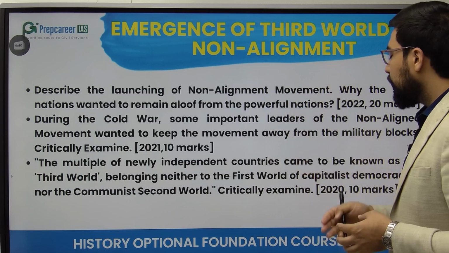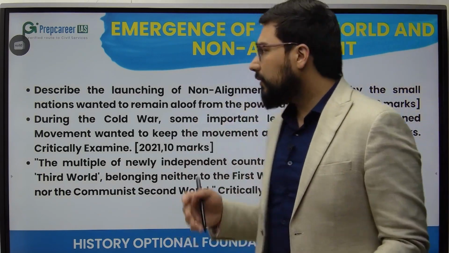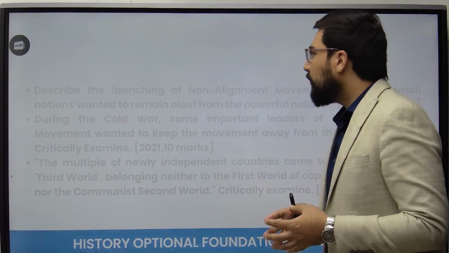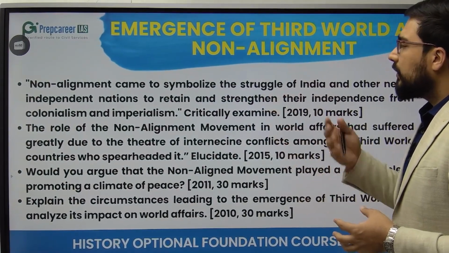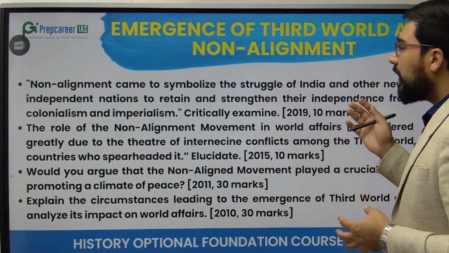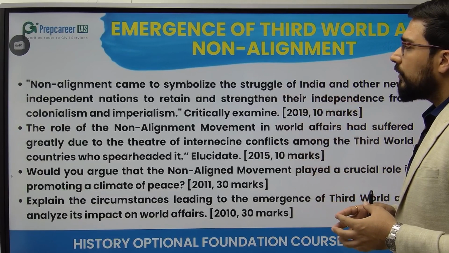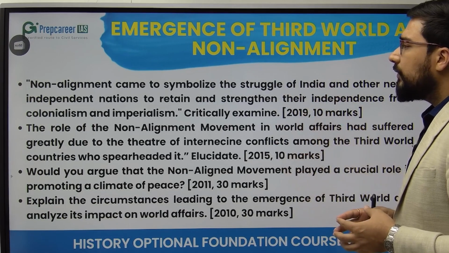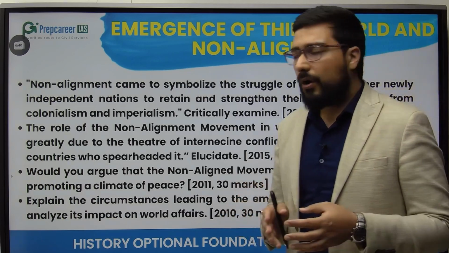In this phase, 20, 21, 22. This is an important topic. In fact, in Modern India too this topic is important with respect to the foreign policy of Jawaharlal Nehru. Again in 2019 they asked how non-alignment came to symbolize the struggle of India and other newly independent nations to retain and strengthen their independence from colonialism and imperialism. Then in 2015: the role of NAM is being criticized. Why? Because of the conflict within the organization.